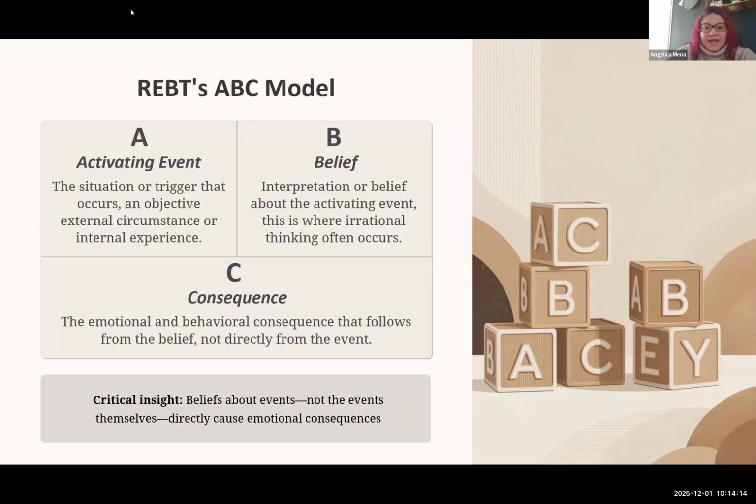And then B is the belief. Now, what did you tie to that event that happened? What are the thoughts and the beliefs behind that event? So this is the client's interpretation or evaluation of that event.